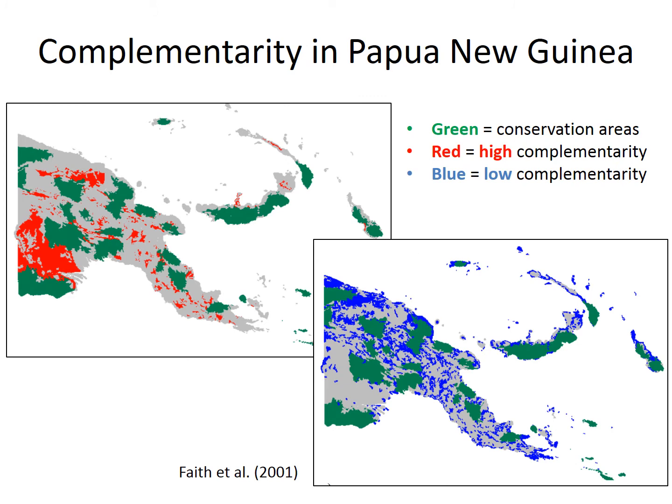Let's look at a different example. This is the nation of Papua New Guinea. The green areas on these maps represent the existing conservation network. Red and blue represent areas of high and low complementarity respectively. Therefore, if we were investing in new conservation areas in this country, we would want to be targeting the red areas because they represent places which contain species which are not well represented in the existing conservation network.